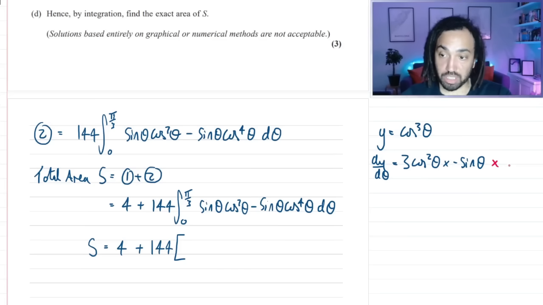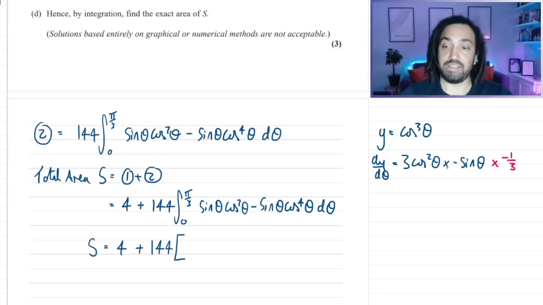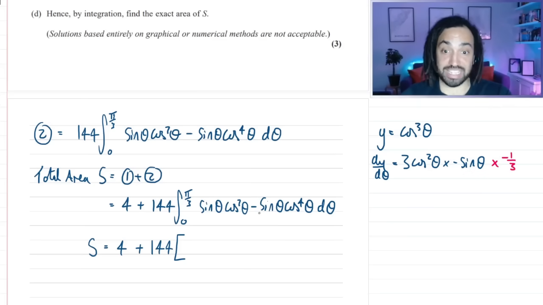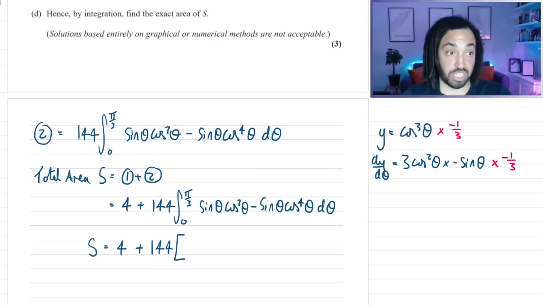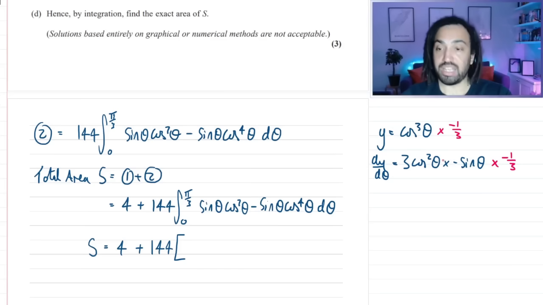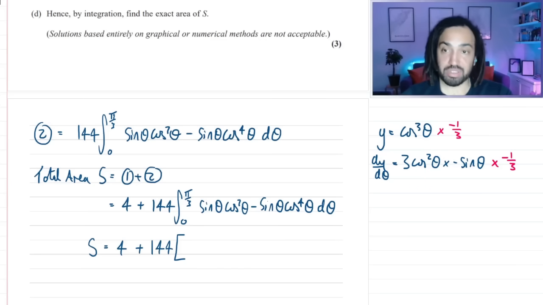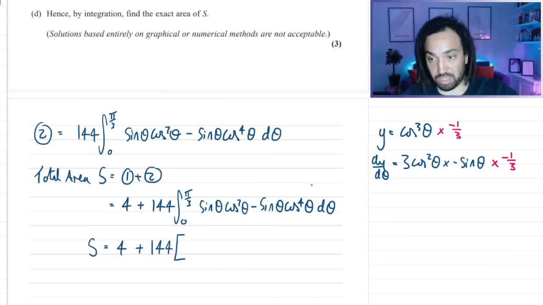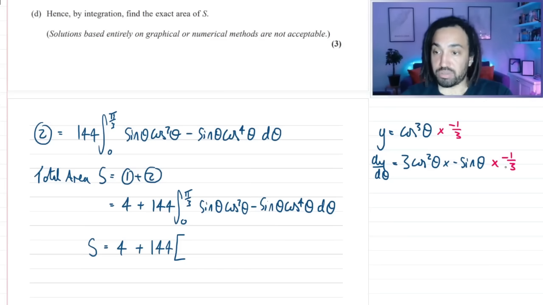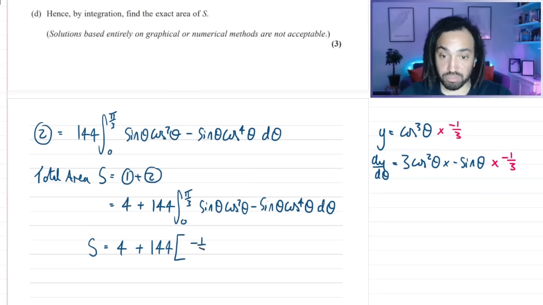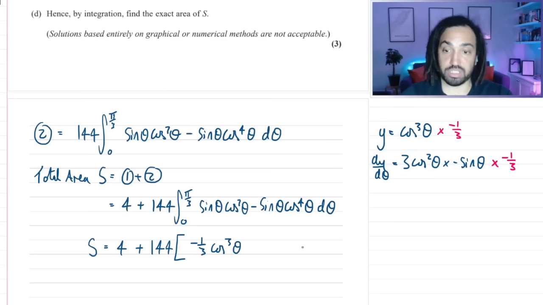So what we can do is we can times this by -1/3. And that will make this expression here exactly this. And we have to times this by -1/3 as well, so that this expression now differentiates to this. This is what we're trying to integrate, so this will integrate to this, because differentiation and integration are inverse of one another. So this expression here, which is exactly what we're trying to integrate, integrates to this expression on top. So we can just write -1/3 cos cubed theta.